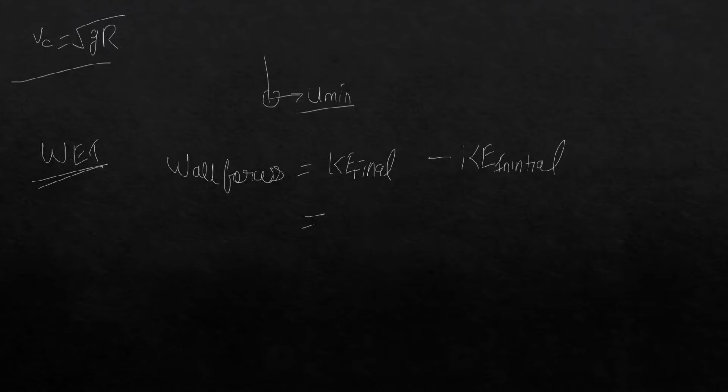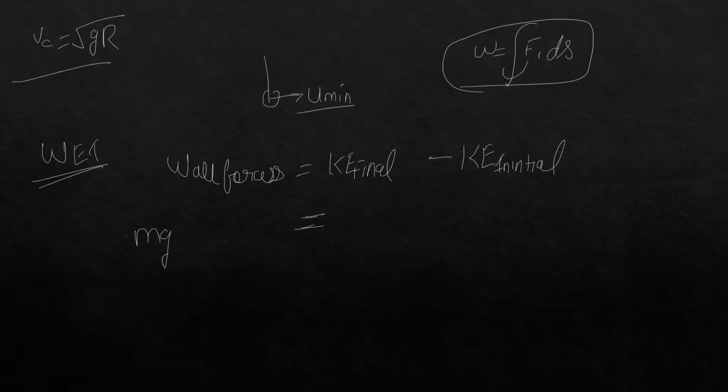Now see which forces are acting. Tension's work done is 0, already, because it is perpendicular to velocity. In circular motion, tension's work done is always 0. So only gravity, mg, is there. What is the formula of work? F dot ds integration is known as work.